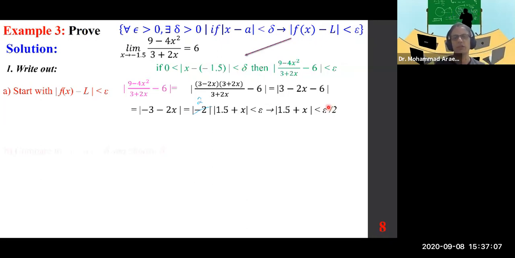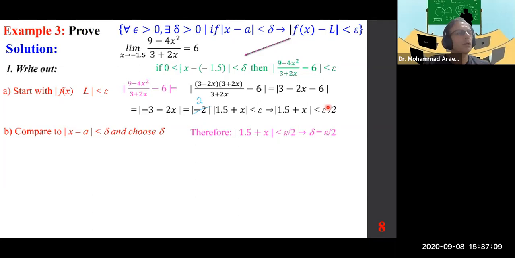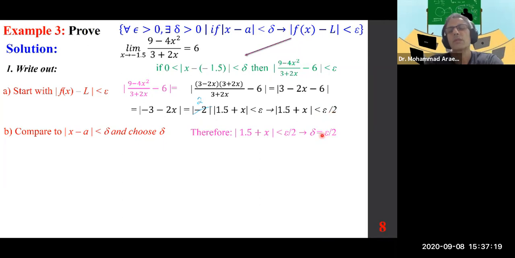So that would be the choice. How do you choose? You say delta from here must be equal to this value. So the choice of delta is epsilon divided by 2. Practically, you're done for the exam, but let's see how the process works. Let's just quickly finish that.